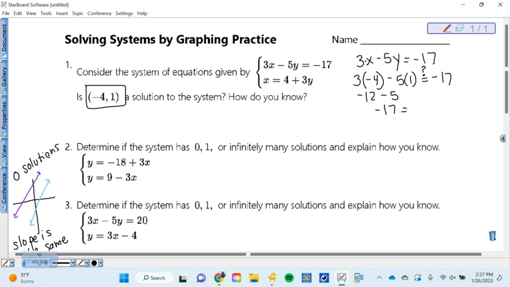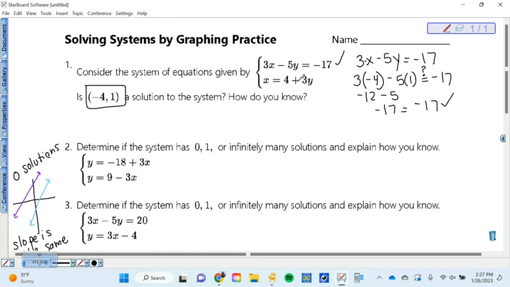Yeah. Is -17 equal to -17? Yes, it is, right? So that means that that first equation works. That means that this point is on this line. If I were to graph this top line, this point would be on it. Now let's look at the second equation.